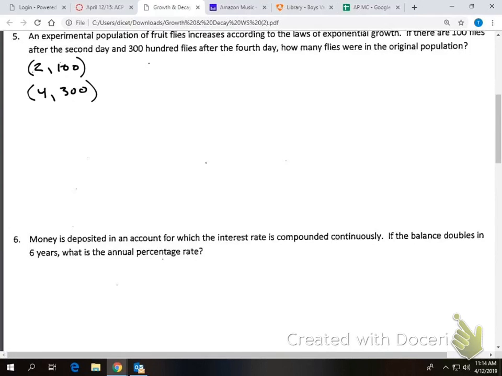How many flies were in the original population? So I'm asking for C. So we're asking for C. Well, if I think about it, what's that now? So you do y over e to the RT. Okay, so C equals y over e to the RT.